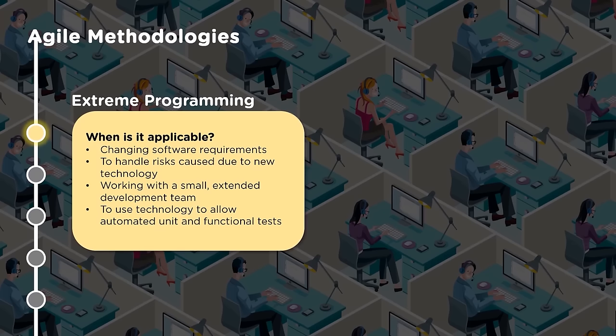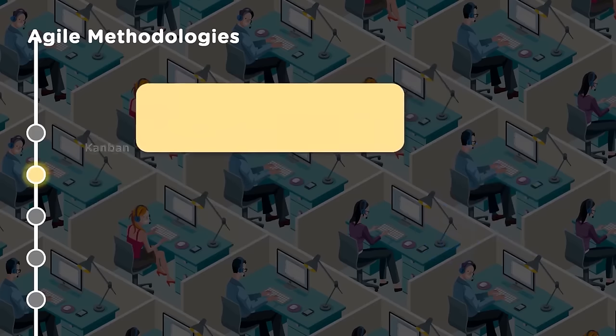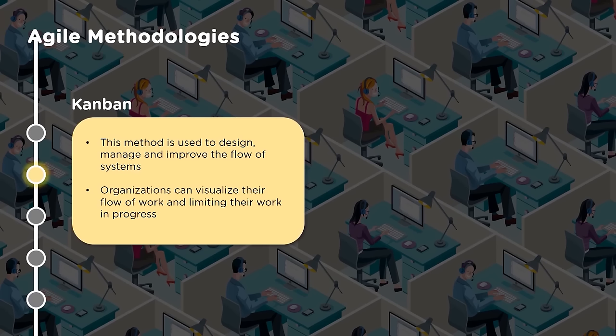Next, let us look at Kanban. Kanban is a methodology which is used to design, manage and improve the flow of a system. It is actually called a pull system, a visual system. Everything is put on a board and it is visible to everyone, what work needs to be done, what is in progress, who has to do it, it is very clearly visible. So organizations can visualize their flow of work and limit their work in progress. So what is limiting, what is stopping is clearly visible.